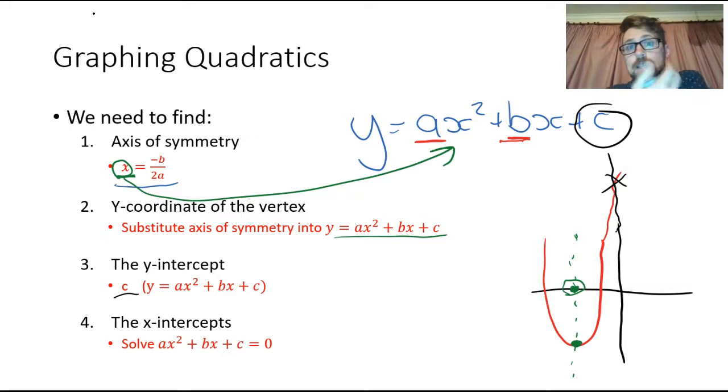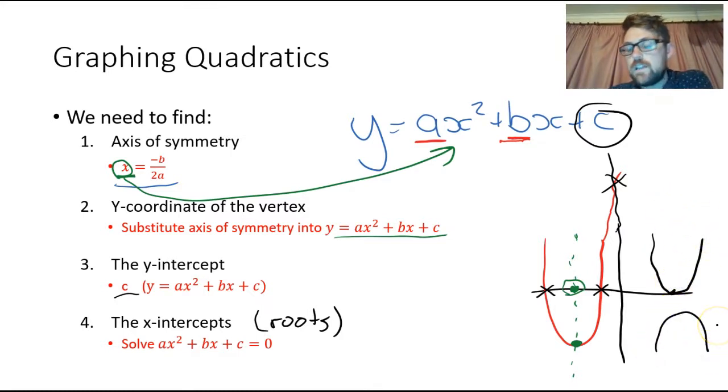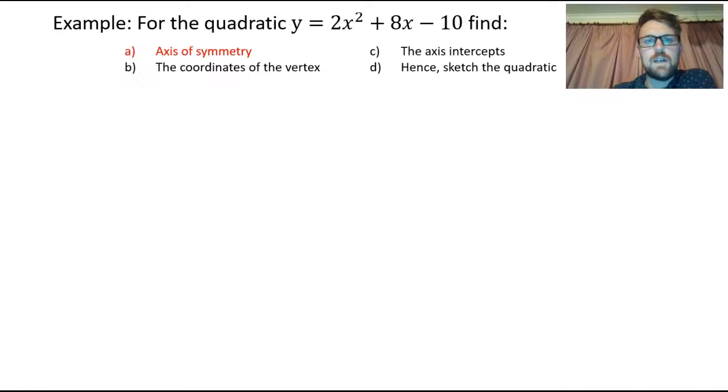The last thing we want to find out is our x-intercepts, and those are also known as our roots. That's this value here and this value here. Sometimes we could have a quadratic that just touches once, or one that doesn't touch at all. That's fine. We can still graph that. The way we find them is we solve the quadratic equation when it's equal to 0. We could use the quadratic formula, factorization, or completing the square. We can use all of our different techniques that we've been looking at to find those points. So let's have a look at an example now.